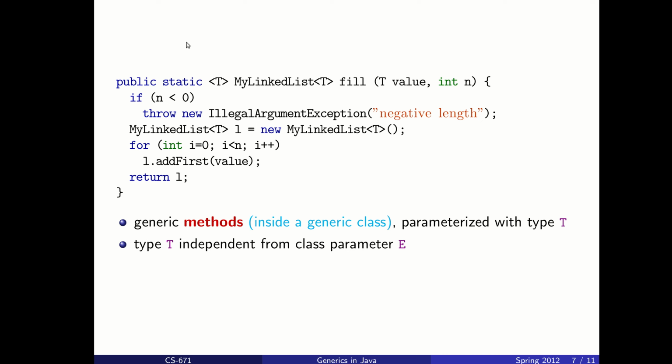That t, because this is a static method, we give that t and it's independent from the class parameter e. In fact, we would not be able to refer to e inside of this method because, again, those e's get defined for an instance of my linked list. They don't get defined for the static space that belongs to the whole class.